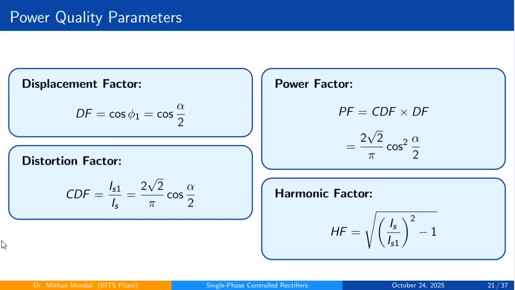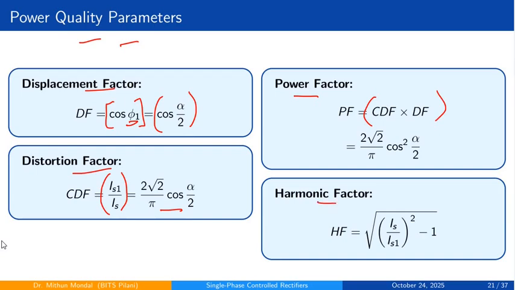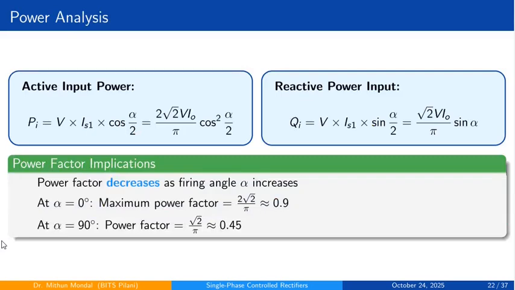There are certain parameters which estimate the power quality, such as the displacement factor, which is cos of phi 1, the fundamental component, given by cos alpha by 2. The distortion factor, which is the ratio of the fundamental component to the current, is given by 2 root 2 by pi cos alpha by 2. Power factor is the product of the distortion factor and the displacement factor. Harmonic factor is again estimated as the square root of the current distortion factor square minus 1. So these are certain power quality parameters.